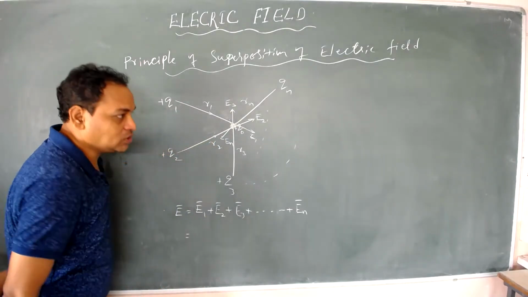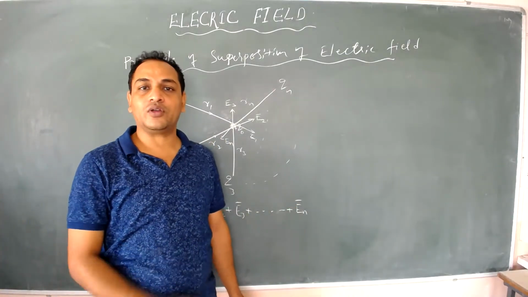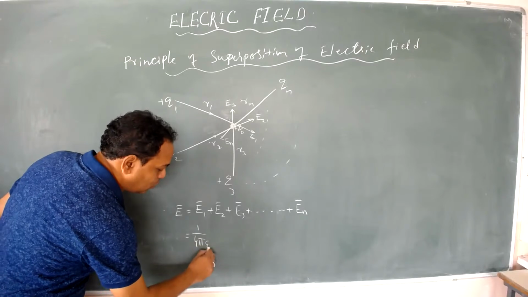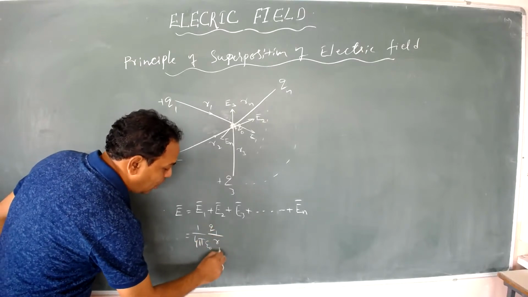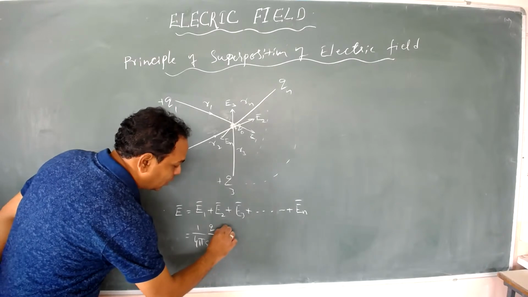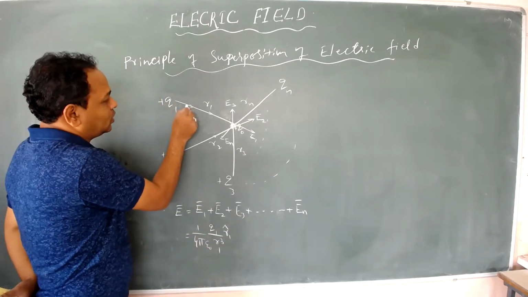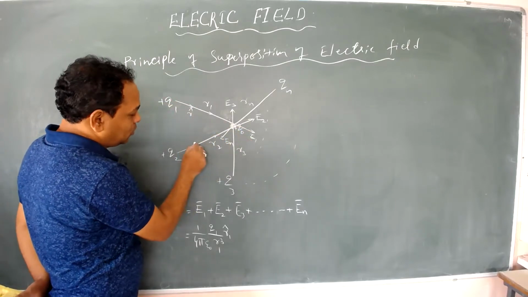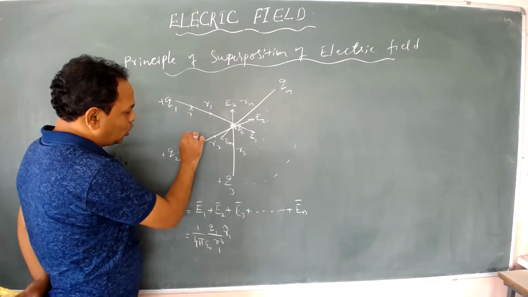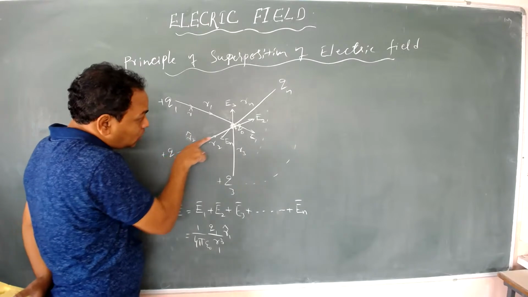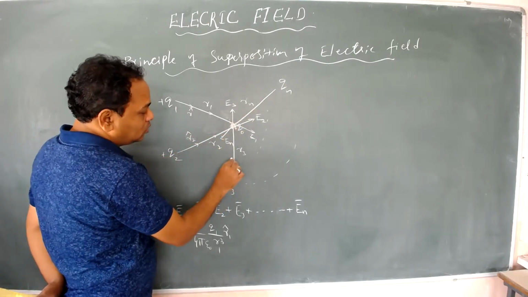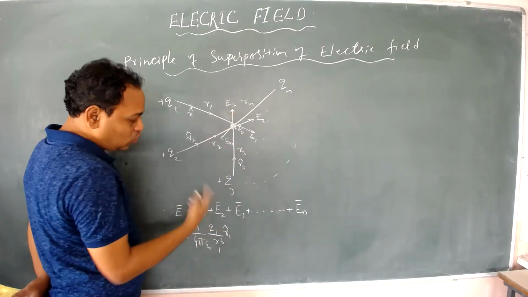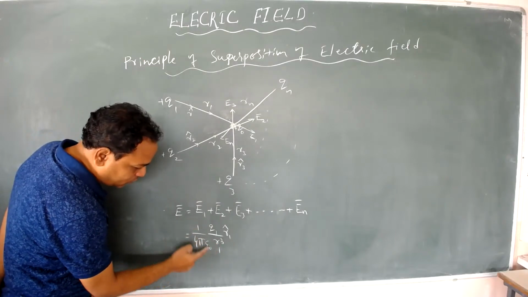What is E1 bar? Just now we have written before, in vector form, 1 by 4 pi epsilon naught into Q1 by R1 cube into R1 cap. Here R1 cap is the unit vector which shows the direction of electric field E1. Similarly, R2 cap will represent the unit vector for the E2 direction, and R3 cap will give the unit vector for E3. So in this way we can write. Okay, so this is for the first one.